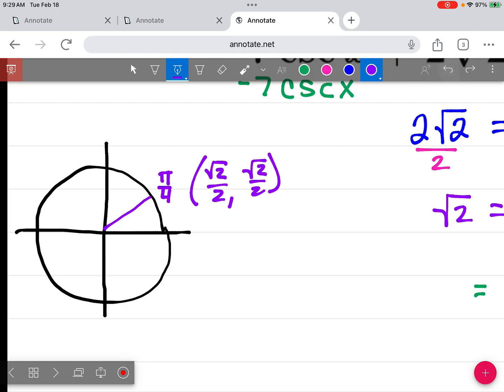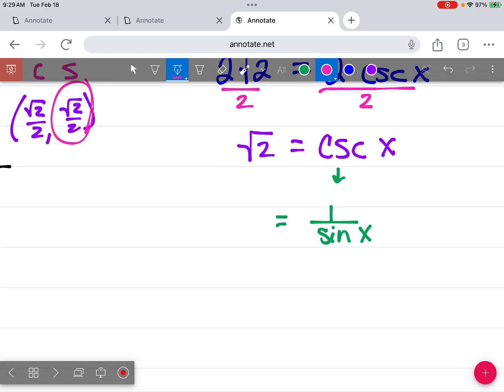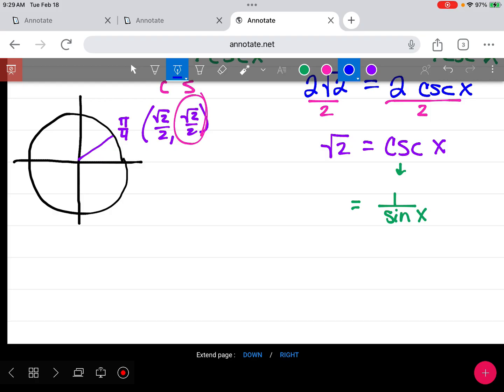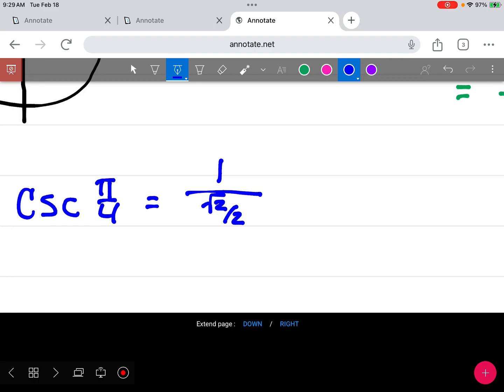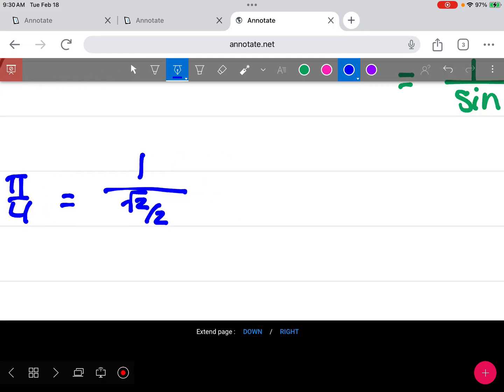So if we take our sine and put it 1 over, let's see what happens. What is our cosecant of pi over 4? That's when we have 1 over square root of 2 over 2, right? It's going to be root 2. Say it again, because I have no idea what you said there. It's just going to be square root of 2 because we rationalize.